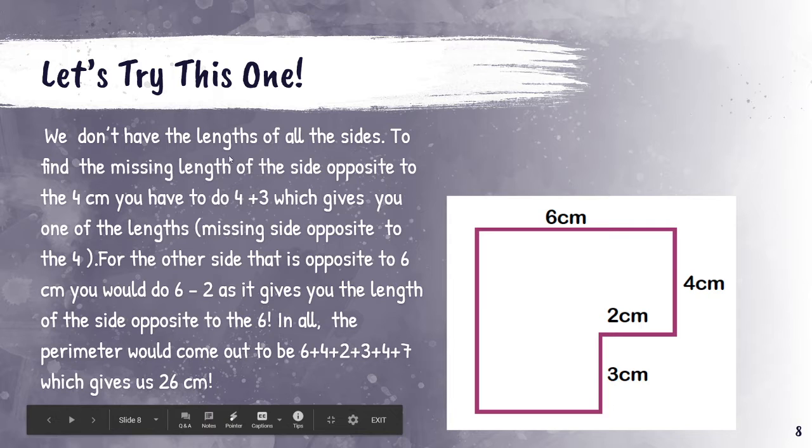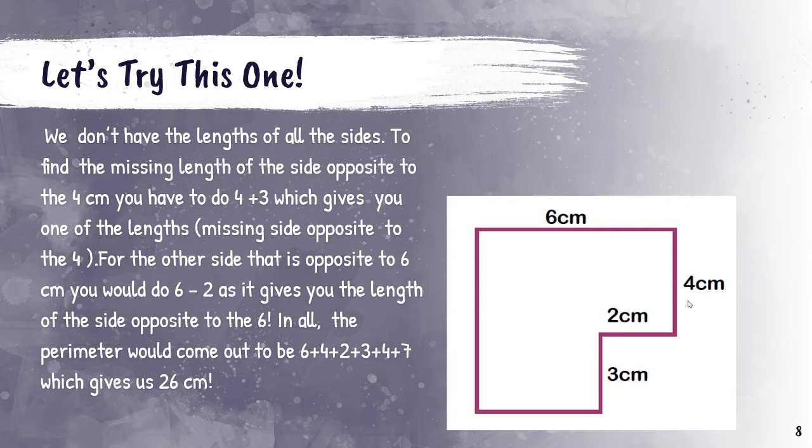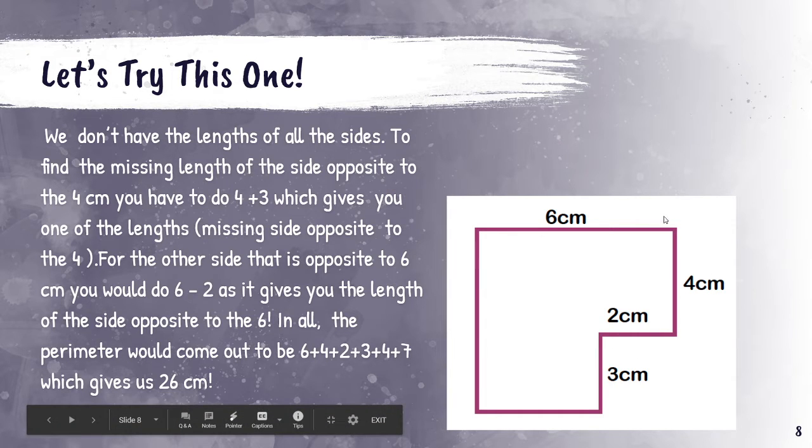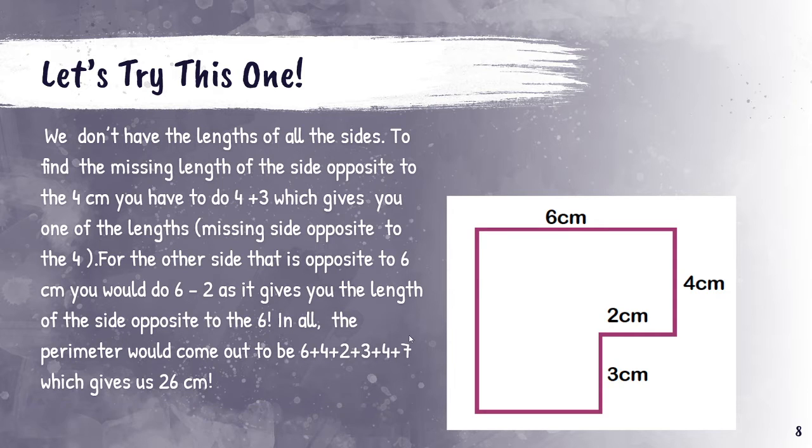To find the missing length of the side opposite to the 4 centimeters, all you would need to do is add this 4 to this 3 to get this whole side. Because as you can see, this side plus this side is equal to this whole length. So this would be a 7. Got it?